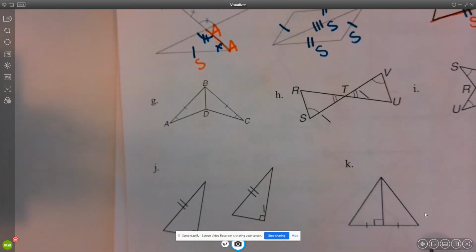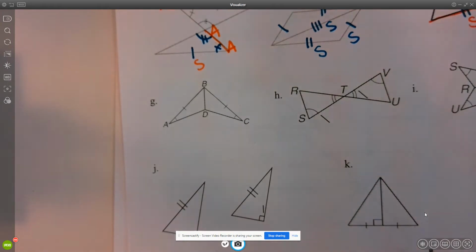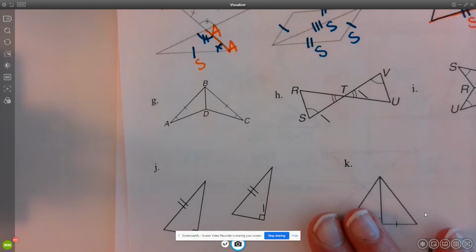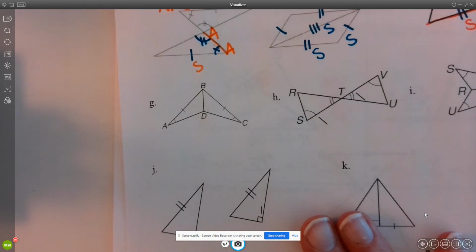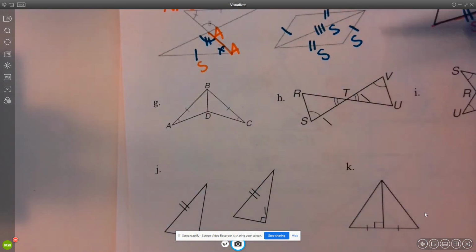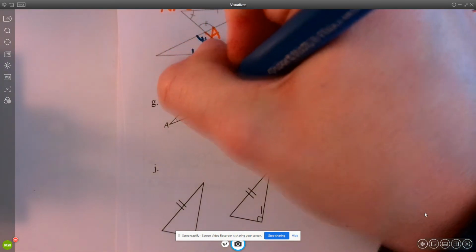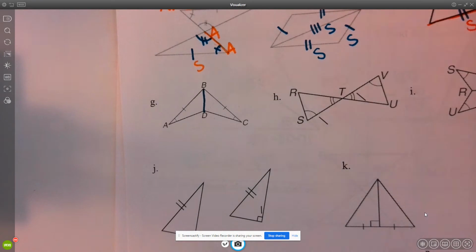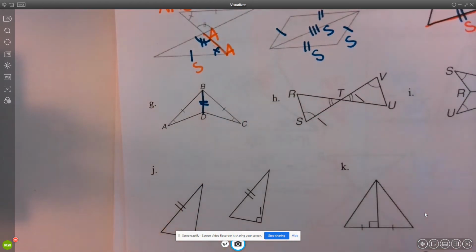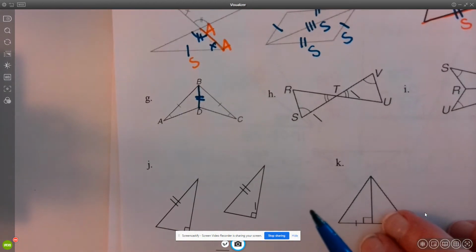Part G, at first, it might look like we don't have enough information to determine if these two triangles are congruent. I've got an angle and a side. Some of you might have noticed, though, that these two triangles share side BD, meaning by the reflexive property, BD is congruent to itself. So I'm going to go ahead and add tick marks in here, but now I've got to check, does one of my congruence theorems apply?